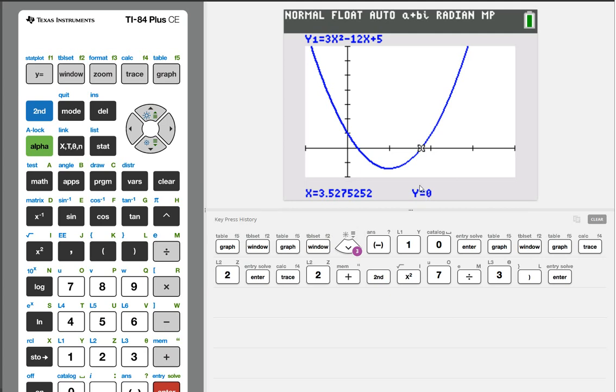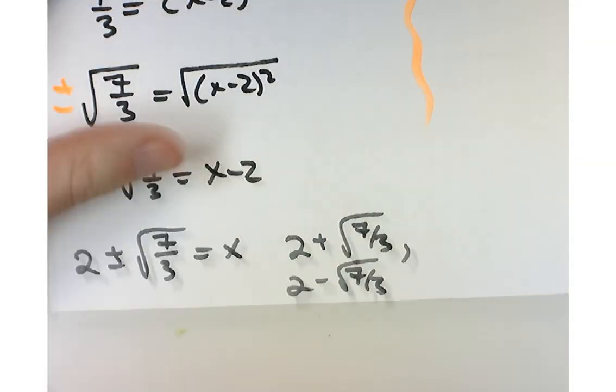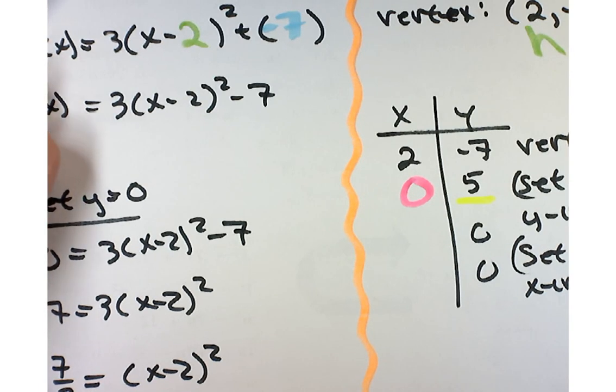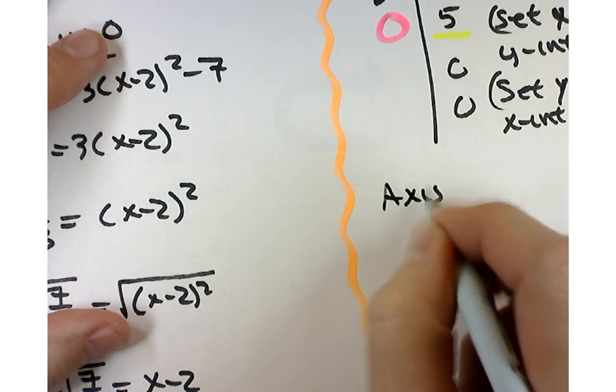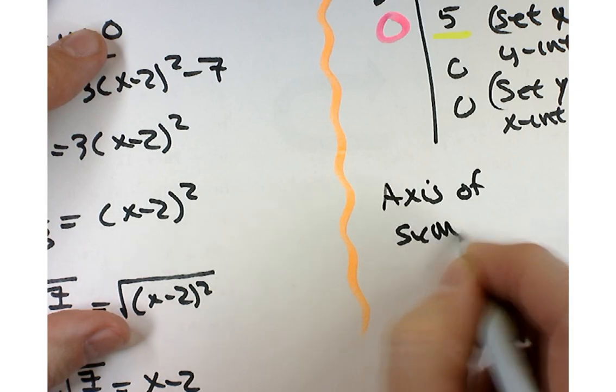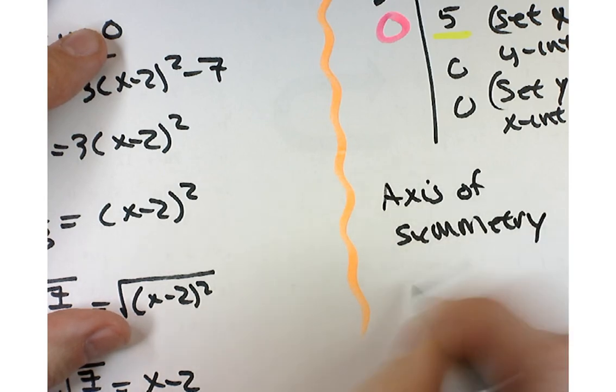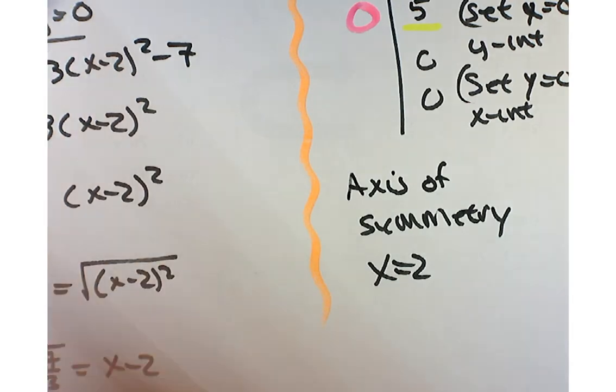Sometimes you get something in scientific notation really close to 0, but this time we got it. It worked out perfect. 3.527, etc., and then y equals 0. It's exactly what we're supposed to get. What's the equation of our axis of symmetry? X equals. Yeah, perfect. Axis of symmetry: x equals 2.